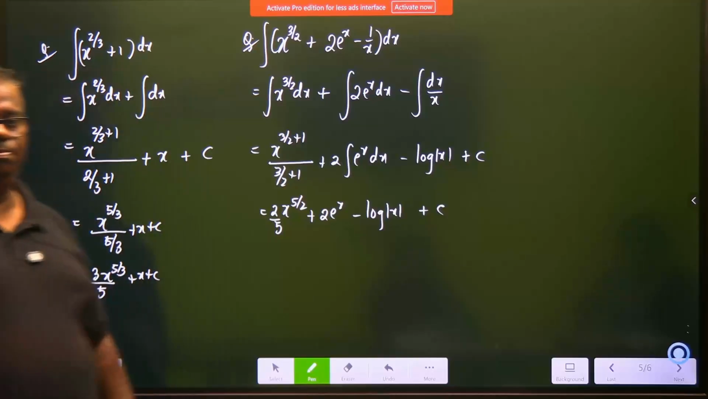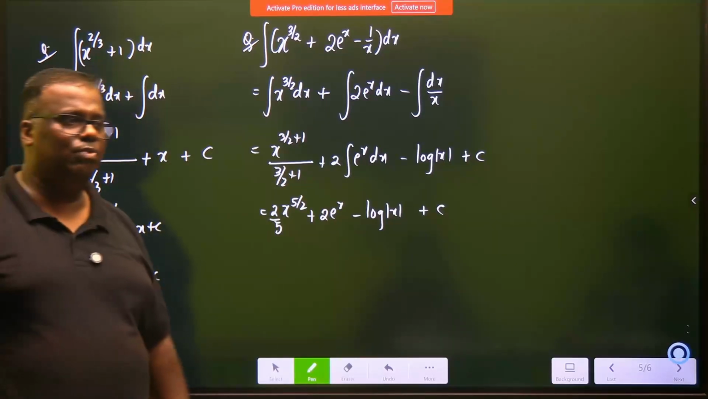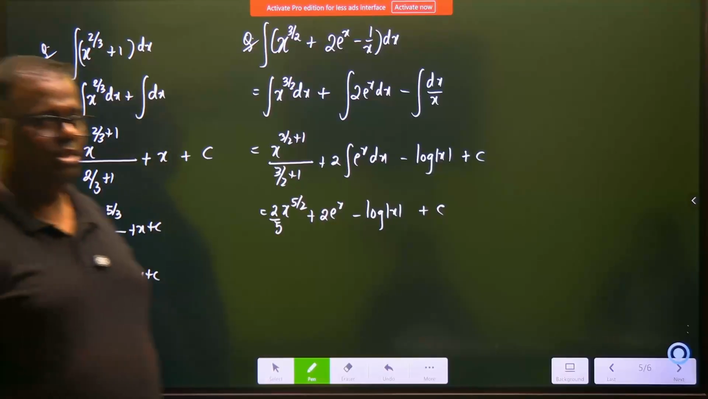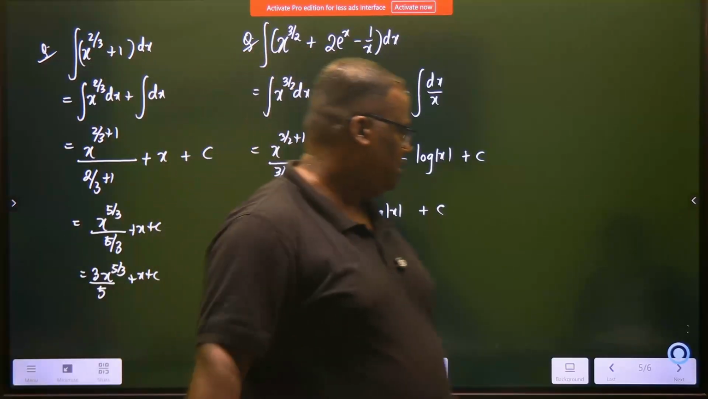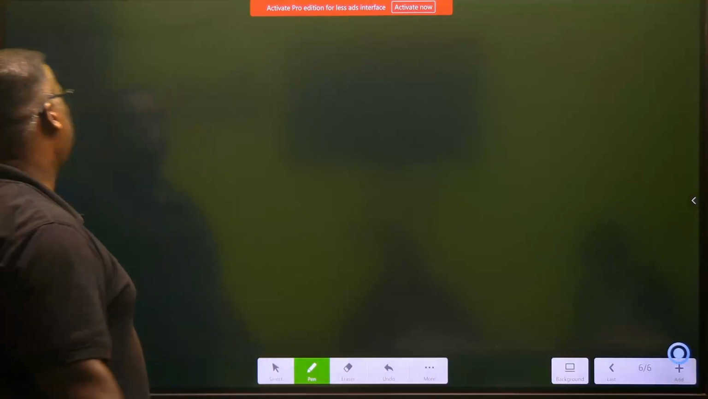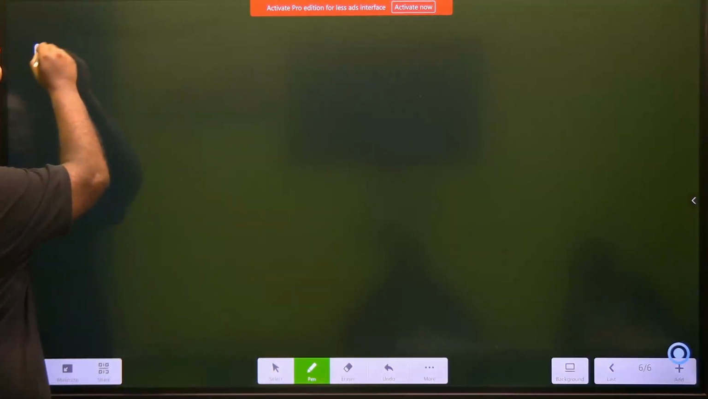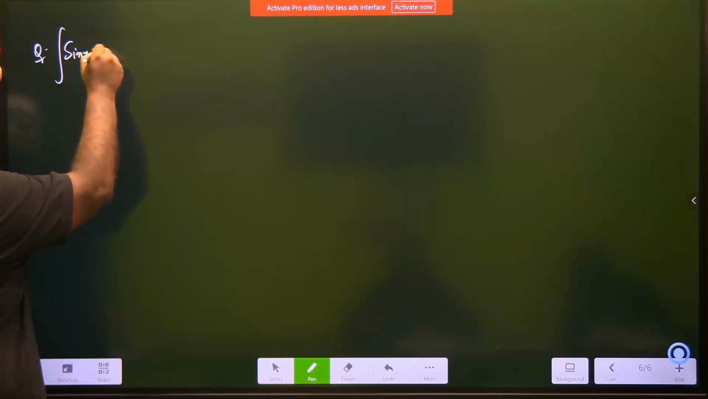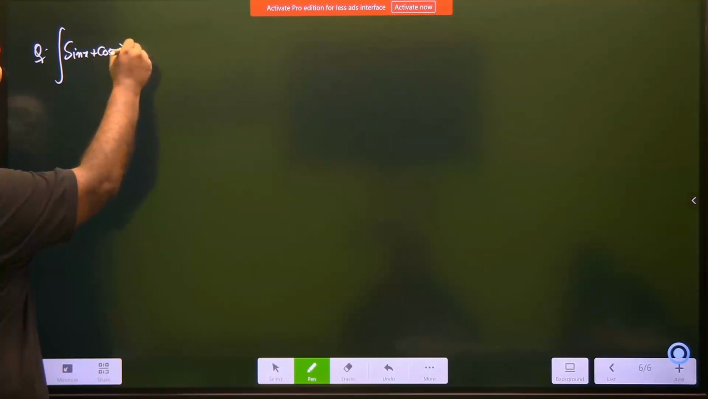ठीक है बच्चा? So a lot of algebraic we did. Time for us to dive a little bit into trigonometric ones. Shall we? आ जाओ. One more example. Integral of sin x plus cos x dx. Question. Sin x plus cos x dx.